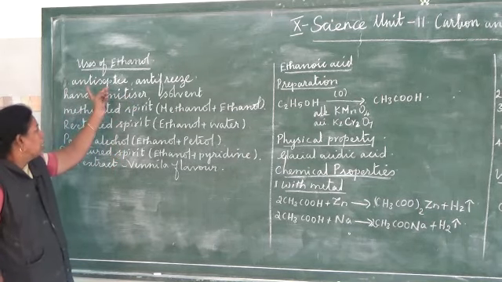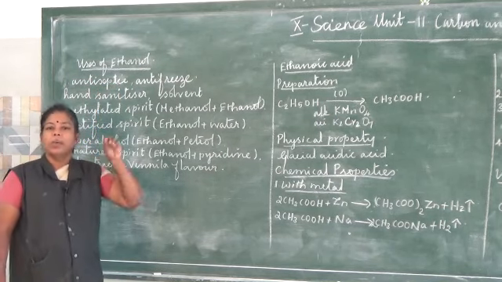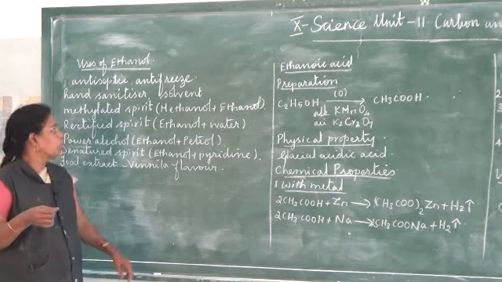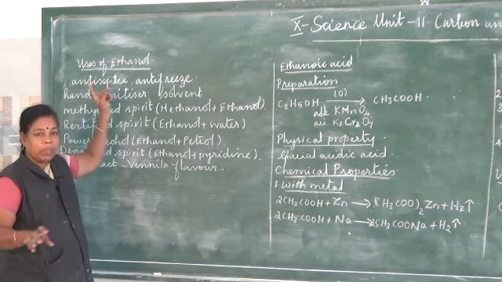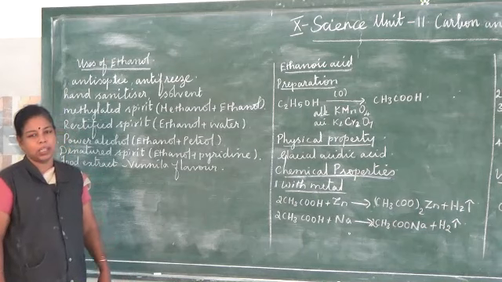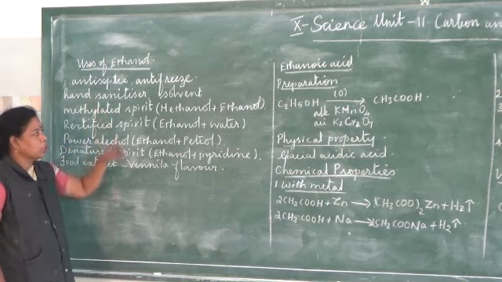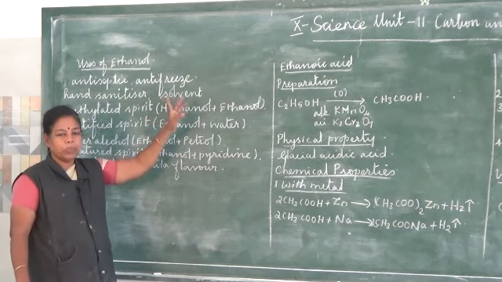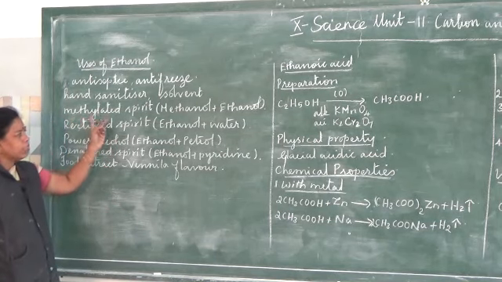It is used as an antiseptic for wounds as well as medical wipes, like a knife or thermometer. It is also used as antifreeze in automobile radiators, in hand sanitizer, and as a solvent for drugs, perfumes, paints, etc. And then it is used for the manufacture of methylated spirit.